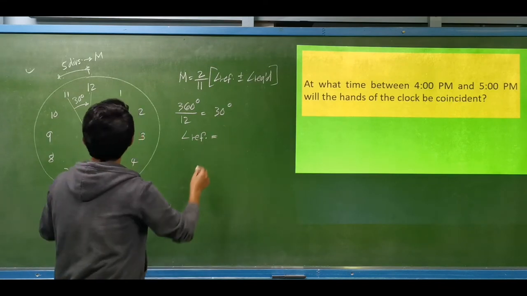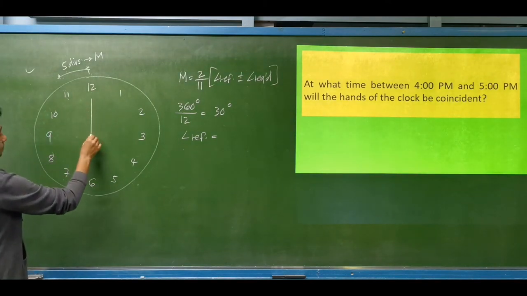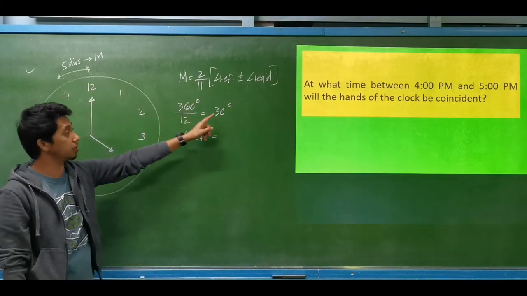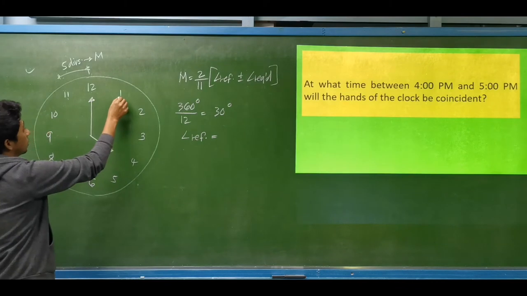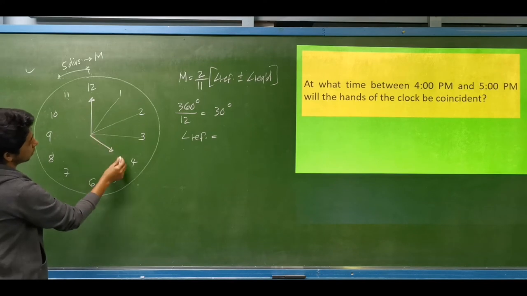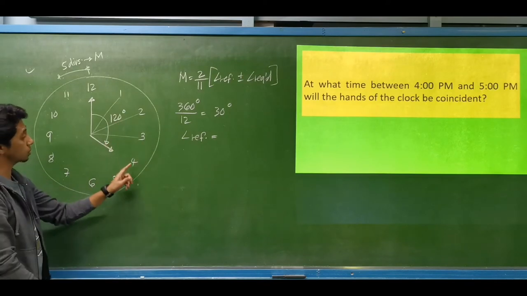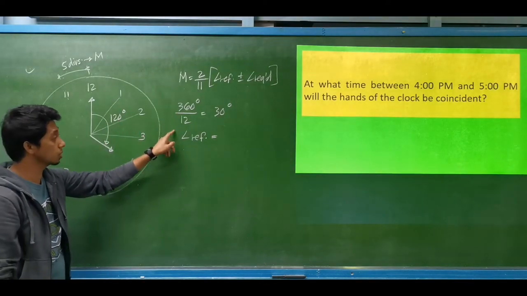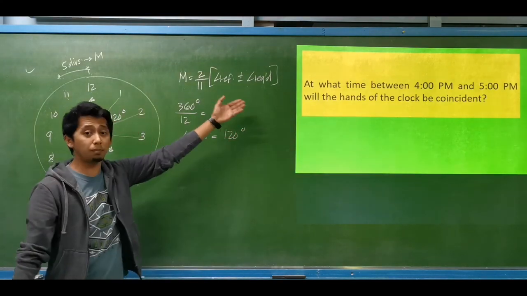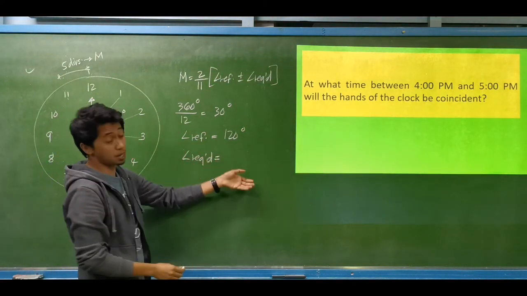Our angle reference is our reference time, that is at 4 o'clock. So 4 o'clock, if we have 30 degrees per division, or that is between two numbers, this is 30 degrees, 60 degrees, 90 degrees, and 120 degrees. So this angle is the same as 120, or is 4 times 30 degrees. So our angle reference is 120 degrees. What will be our angle required? So let's say this is the required angle that will give us the final time.